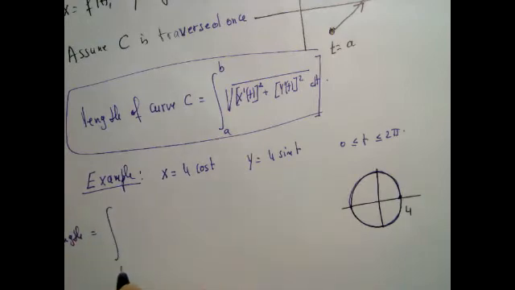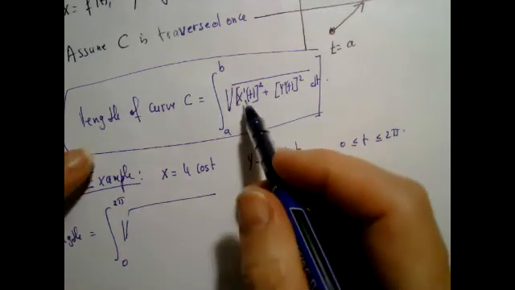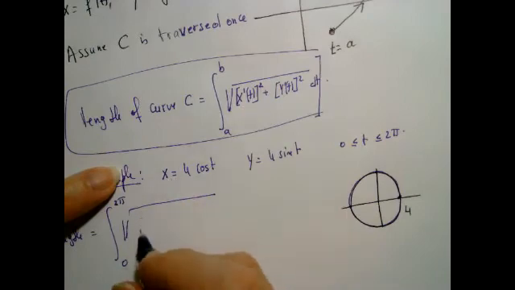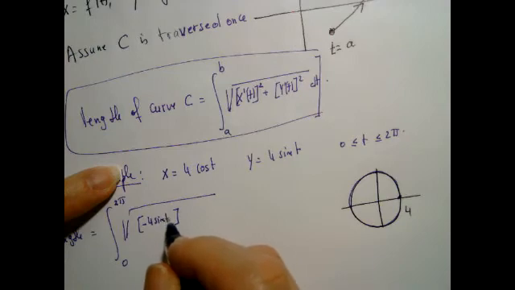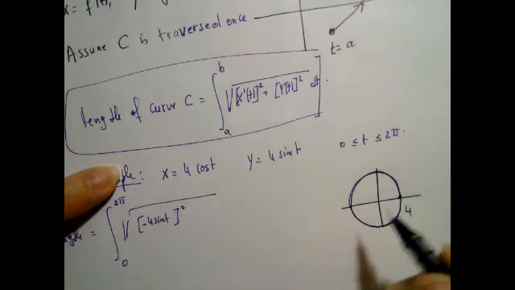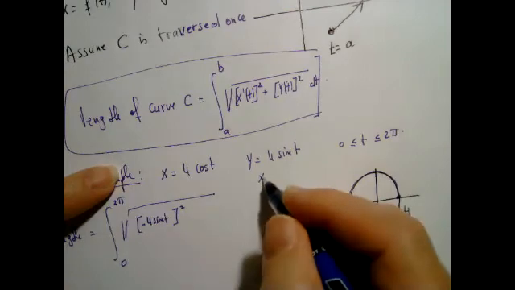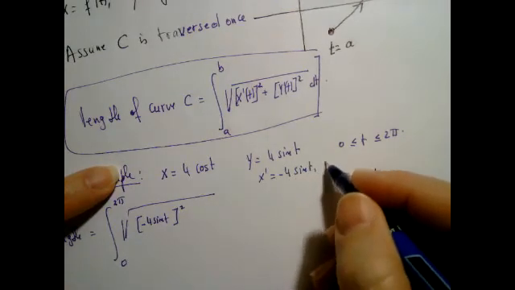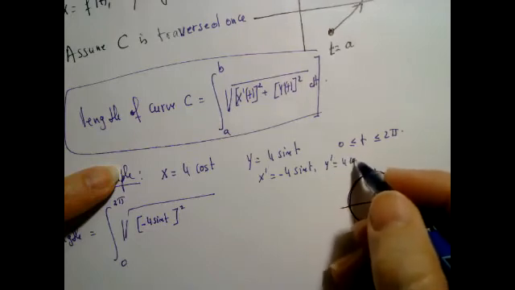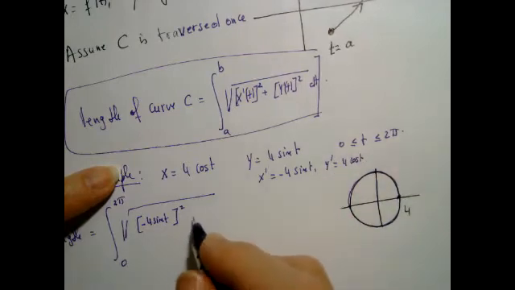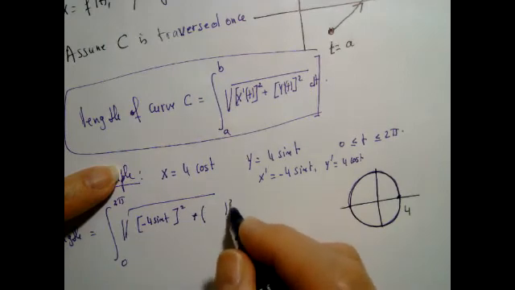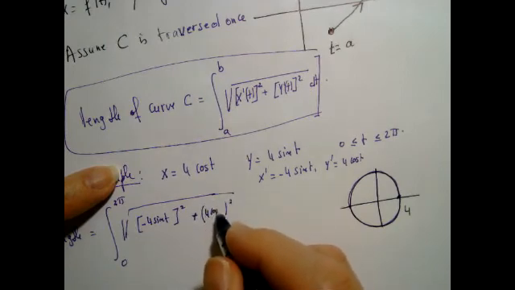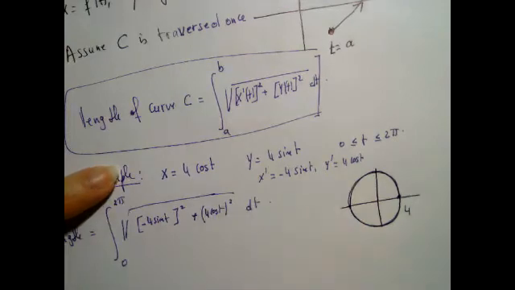It's the integral from 0 to 2 pi of the square root of x prime, the derivative of x, squared. So first we should evaluate x prime here. x prime is minus 4 sine t. y prime is 4 cosine t. Plus, 4 cosine t squared dt.